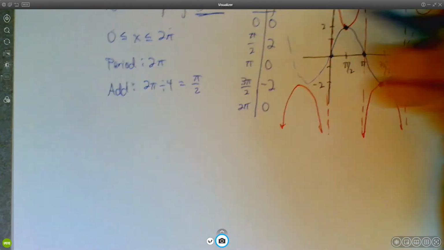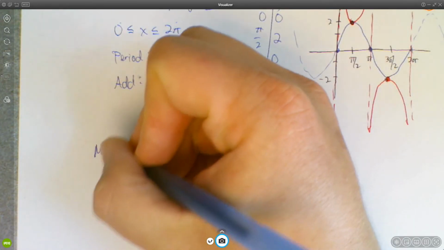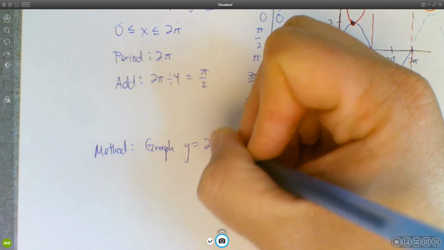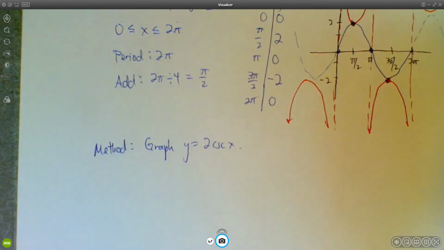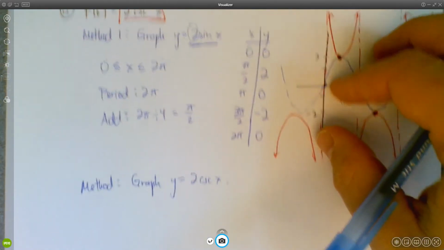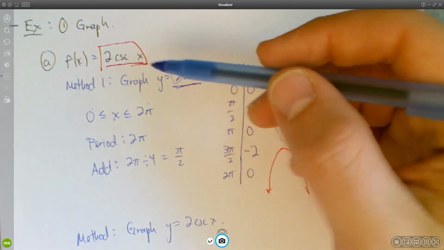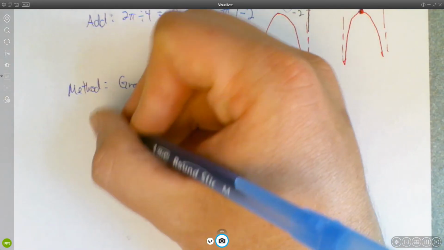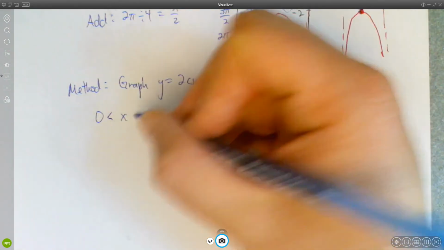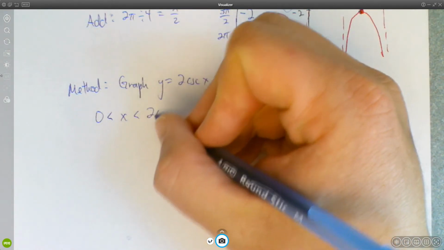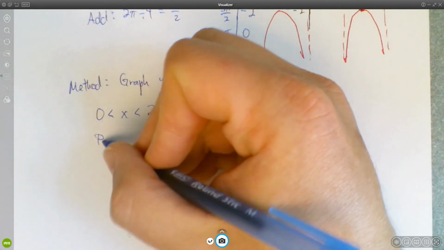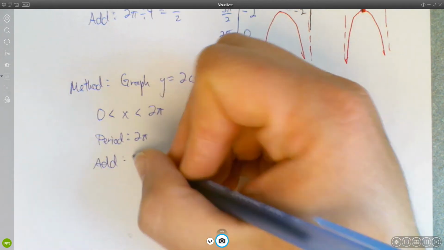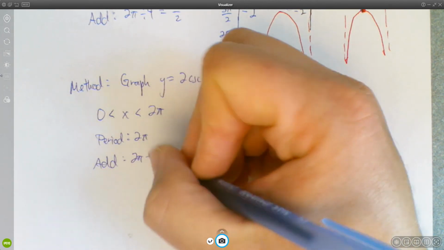Now here's another way to do the problem. You could just graph y equals 2 cosecant x directly. And in this case, that's not terribly complicated because you don't have any phase shifting going on or anything like that. So you would let x be between 0 and 2 pi. Then you know that the period is 2 pi, and then you know that you're going to add 2 pi divided by 4, which is pi over 2.